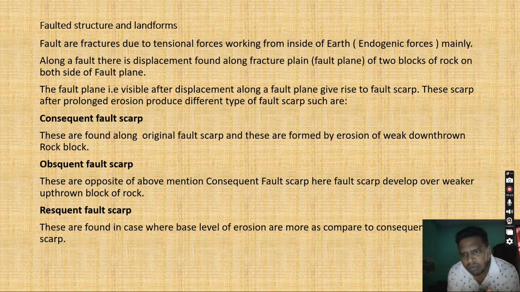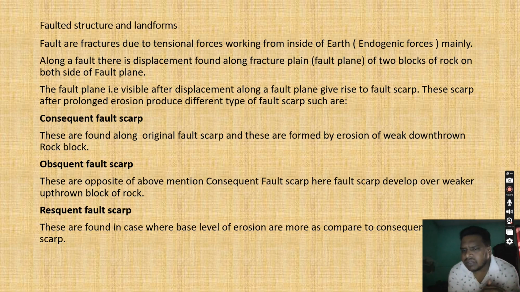That consists of two blocks: hanging block and foot block. And basically we have three kinds of fault: normal fault, reverse fault, thrust fault. So normal fault is the fault where along the fault plane the hanging wall is up thrown and the foot wall is down thrown. But within the reverse fault, the hanging wall appears as a down thrown wall, and the foot wall appears to be the up thrown wall.